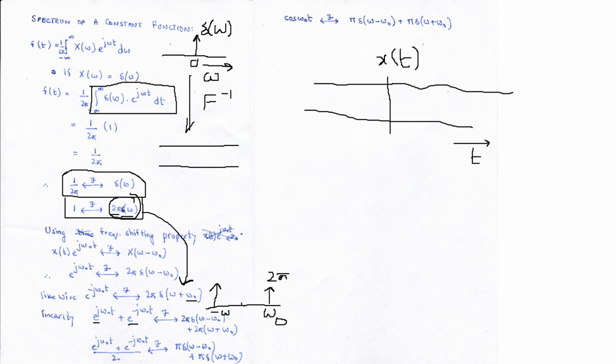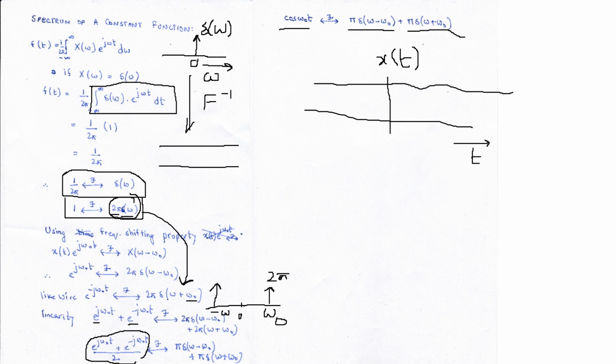Okay. Now why is this important? This is important because we can just convert it to a cosine wave, and a cosine wave has a Fourier spectrum or Fourier transform pi del omega minus omega naught plus pi del omega plus omega naught.